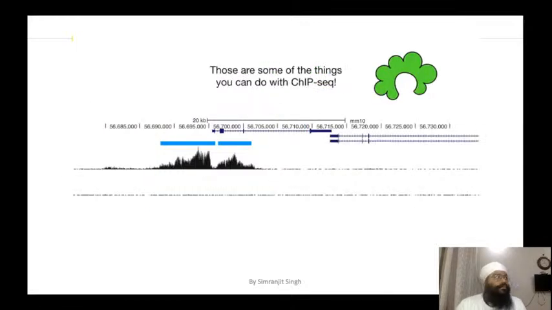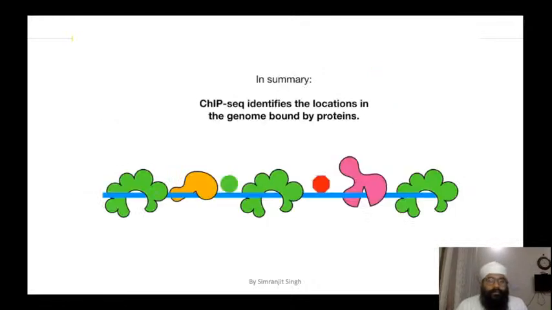Anyway, those are some of the things you can do with ChIP-seq. In summary, ChIP-seq identifies the locations in the genome bound by proteins.